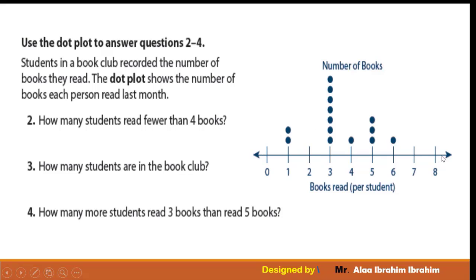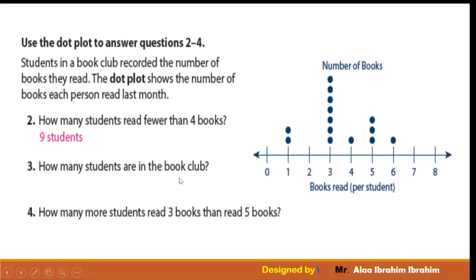I give you the dot plot as a number line like this, and dots mean the number of books or students dealing with these books. How many students read fewer than 4 books? This is 4. Fewer means less. So something here is less than 4, this and this. I have to count the students: 1, 2, 3, 4, 5, 6, 7 and 2. Now we have 9 students.